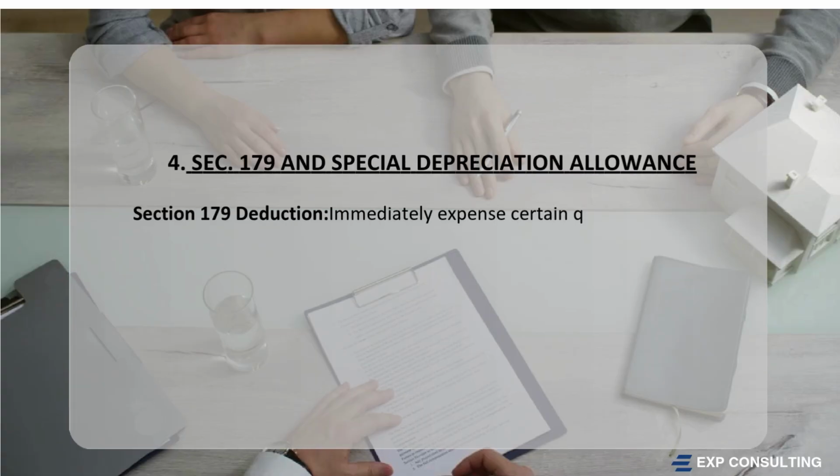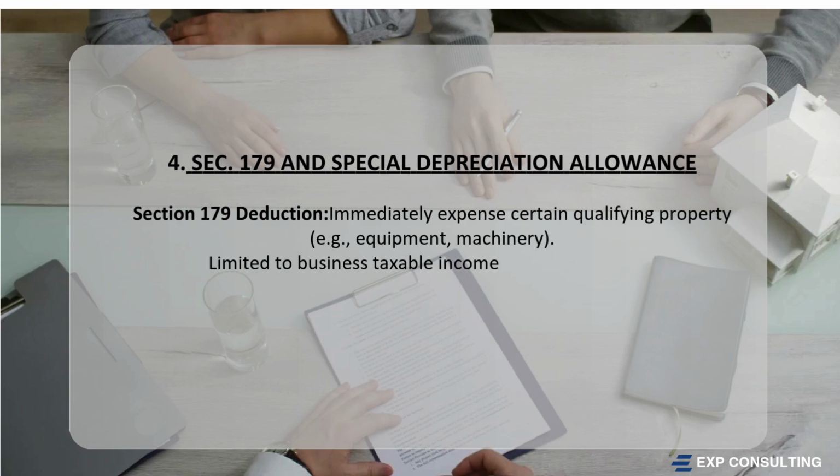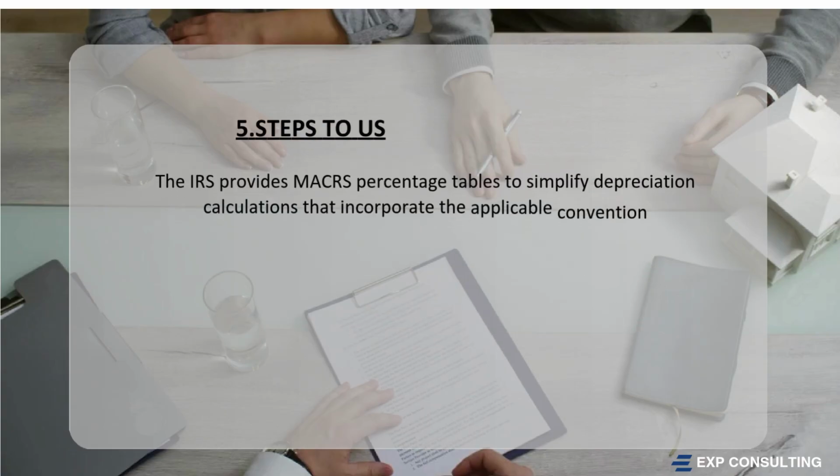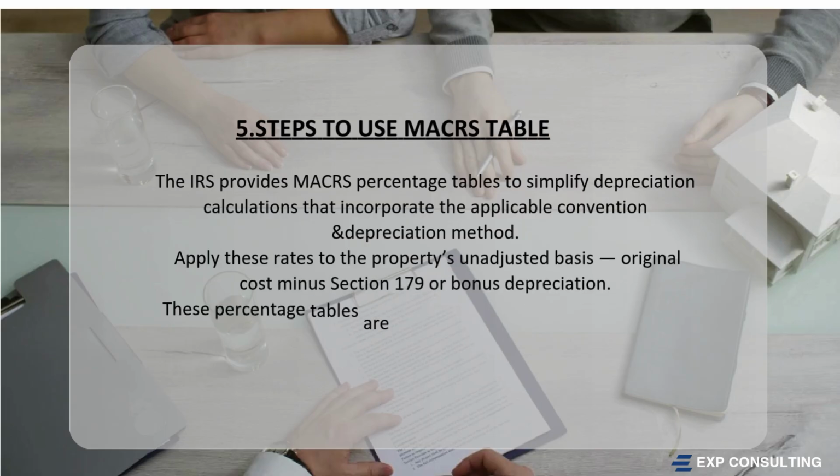Finally, before applying MACRS, check for section 179 and bonus depreciation. Both allow larger upfront deductions before regular depreciation begins. That is, subtract any section 179 or bonus depreciation and then apply the depreciation rate using the IRS MACRS table to what's left. That gives your MACRS depreciation deduction for the year.